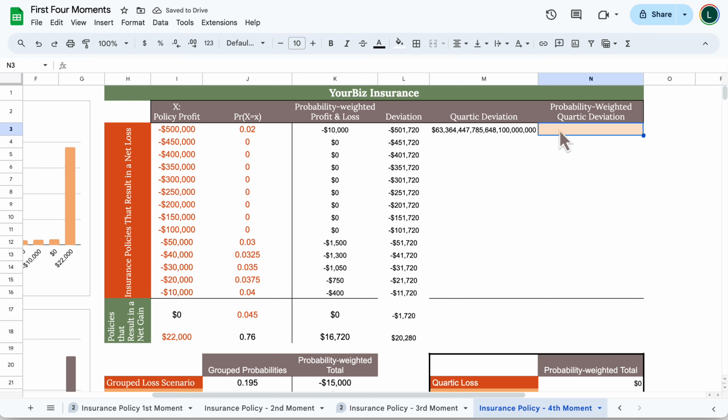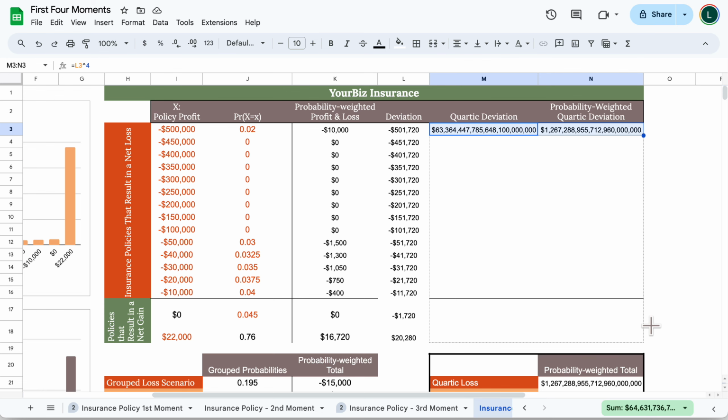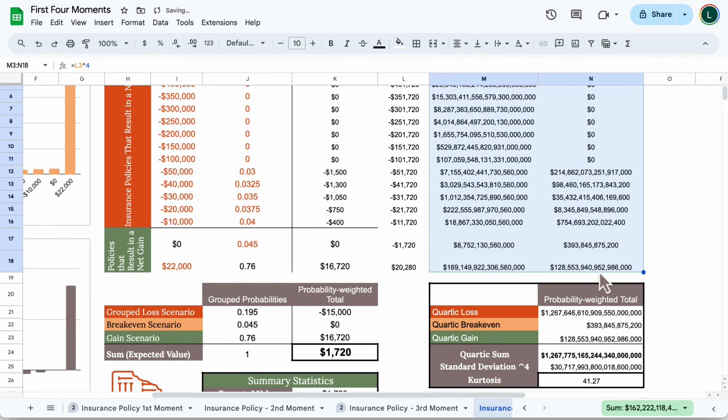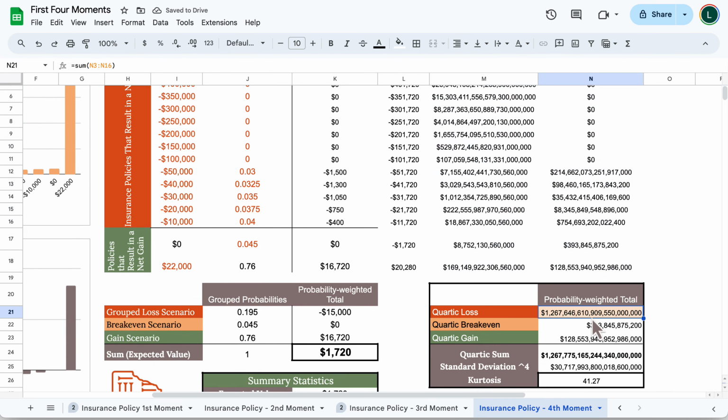Just to show you what's going on here, I am going to take this value over here and multiply it by its probability of occurrence. And from there, I am just going to drag down. And that's what I want you to do. And this is your probability weighted quartic loss, your probability weighted quartic break even, and your quartic gain for the total quartic sum, the quartic version of variance, as you will.